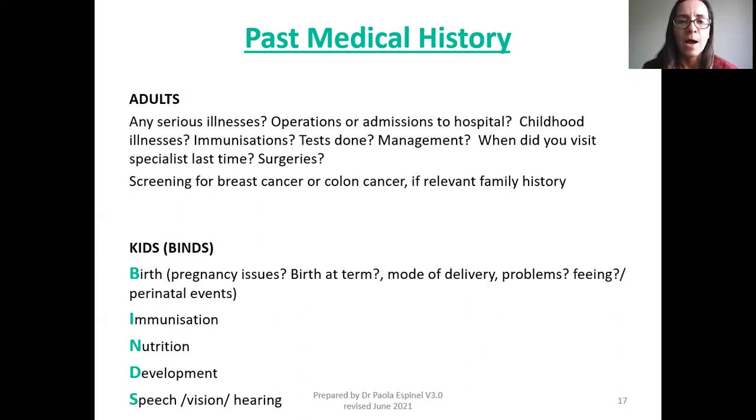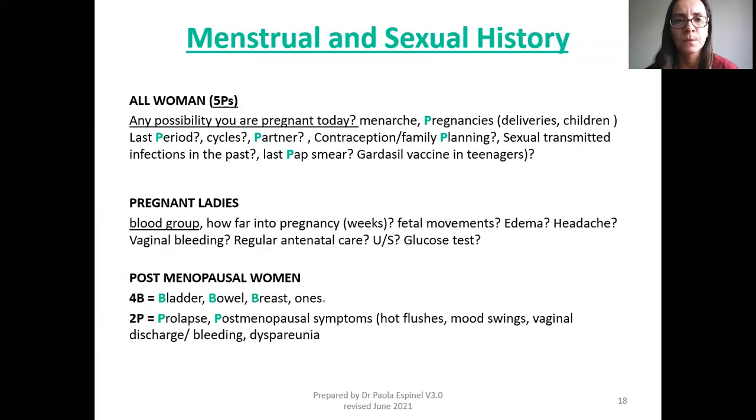For kids, we have the BINDS for us to remember. So it's all about their birth, if there were any issues, if they were born at term, mode of delivery, if there were any problems, stay in hospital, any prenatal events, the same, immunizations up to date. How is the diet and nutrition, development? If the mother thinks that the kids are doing the things that they should be doing for that age. And if they have noticed any issues related to speech, vision, and hearing.